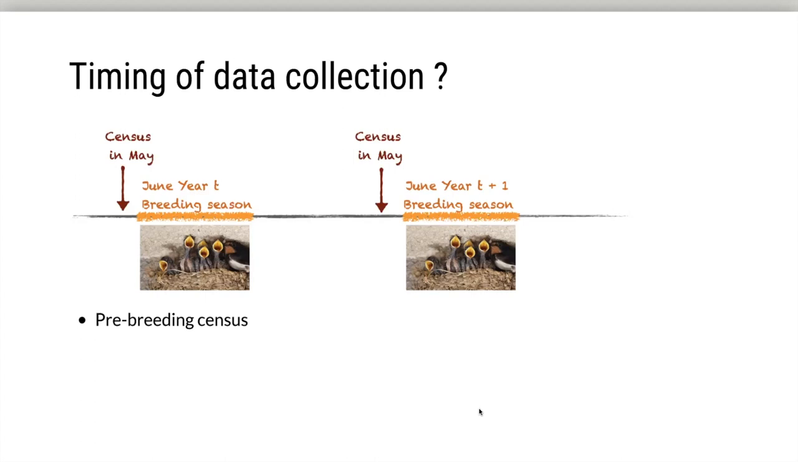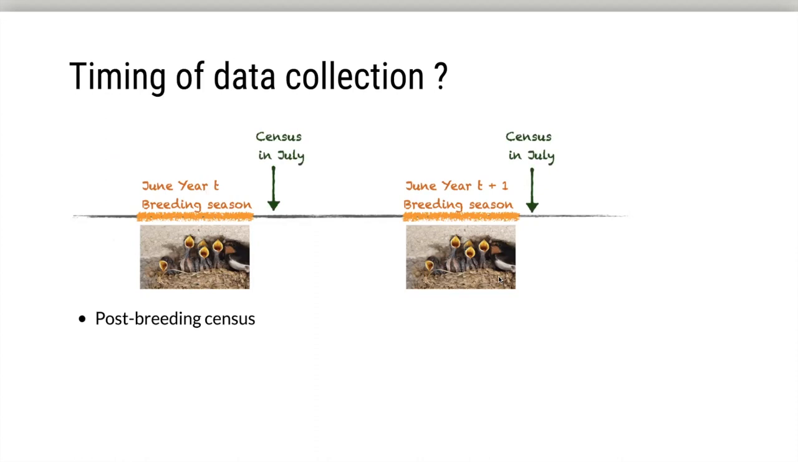So if it's a pre-breeding census, for example, if you come and monitor the population in May for the barn swallow, you come and count the number of individuals or resight the birds to estimate the survival, and you're going to set your population model as a pre-breeding model. So imagine you want to count the population just before the newborns are produced. So here we say that we count the population in May, and the breeding season with production of the chicks is in June. Okay, pre-breeding census.